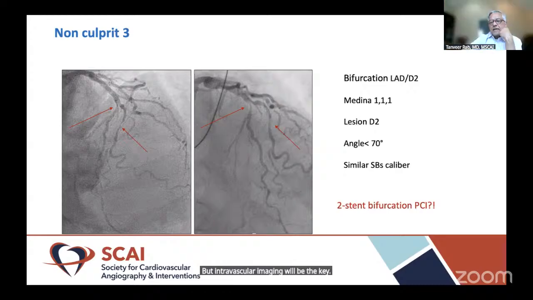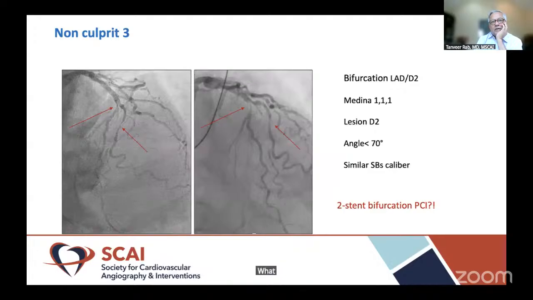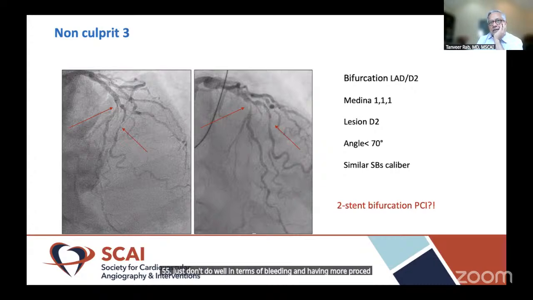One of the things in the guidelines, since I was part of that: total revascularization is our goal now as a class 1 indication after STEMI. Because this is a women-presenting interventional cases session, what body weight are you uncomfortable with in doing more procedures? I'll tell you, women under 50 kgs just don't do very well. I know you're right at the border of 55, but they don't do well in terms of bleeding and having more procedural complications. So those are two things I wanted to ask Valeria: what do you think about low body weight and women, and the guidelines, of course?